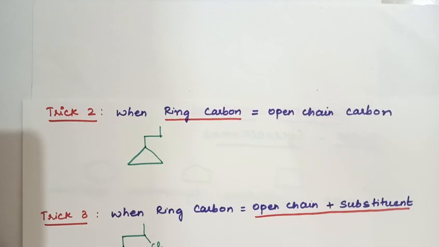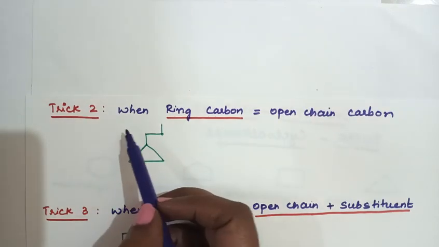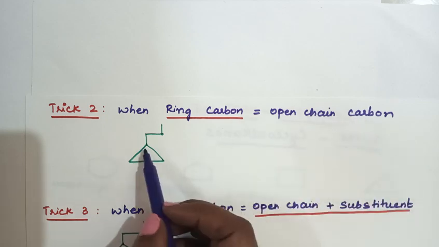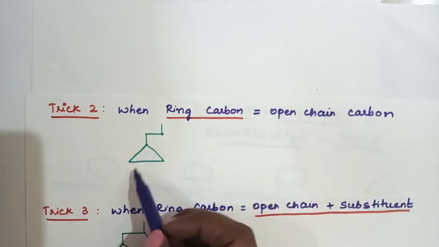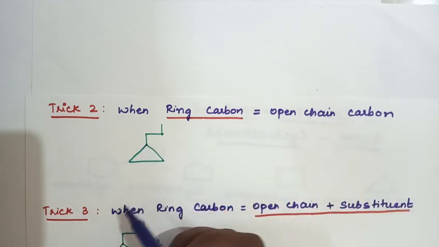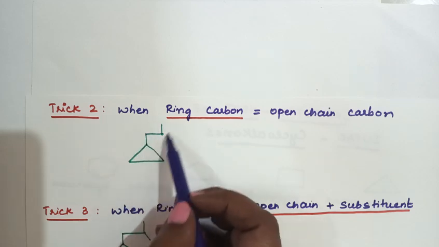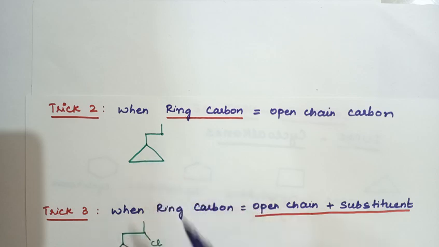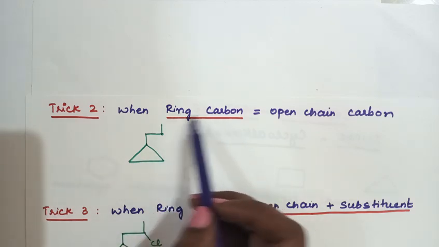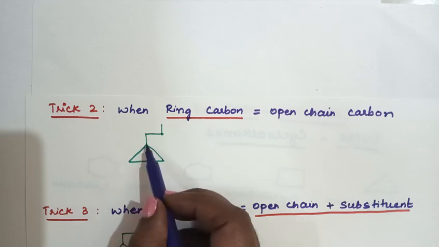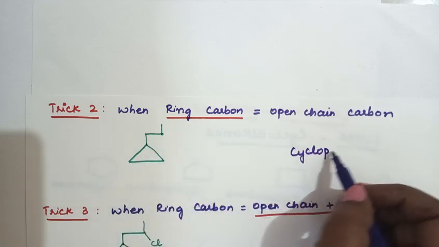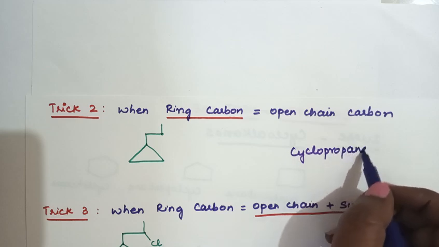So the next trick, when ring carbon is equal to open chain carbon. Count how many carbon atoms are there in the ring. 1, 2, 3. In the open chain, how many carbon atoms are there? 1, 2, 3. So both are equal. When both are equal, you have to give preference to the ring carbon. How many carbon atoms are there in the ring? 3. So you will write it as cyclopropane. That becomes the parent chain.